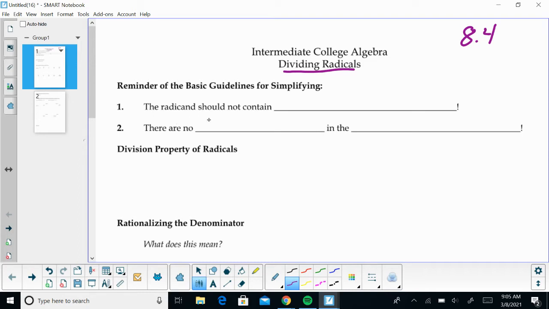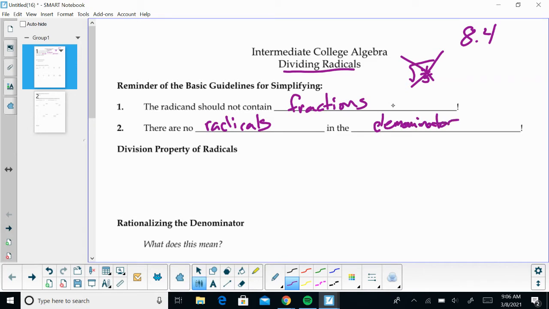So the radicand should not contain fractions. And the radicand is the number under the radical, so I cannot have fractions. There are also no radicals in the denominator of fractions. So no fractions under my radical and no radicals in denominators.